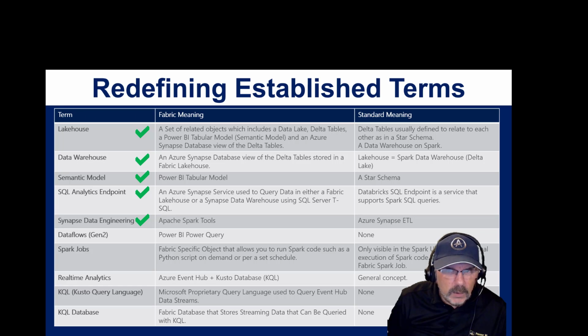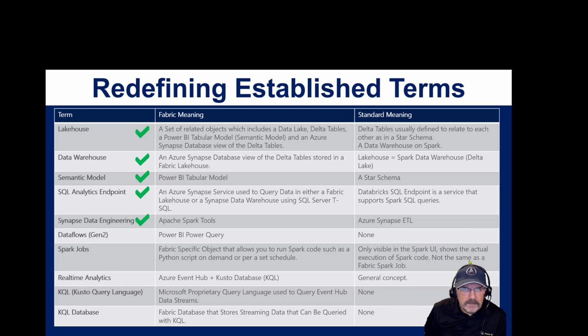Data flows, and then they put in parentheses Gen 2. This is really just Power Query, and it's enabled so that you can use Power Query to do part of your ETL processing. Spark jobs. This is confusing because when they talk about Spark jobs, they're referring to essentially a job execution that you control, like it's setting something up to run on a schedule, maybe a Python program or some Spark SQL. But when you talk about Spark jobs in open source Spark, it means a specific thing. It's already used as a term.